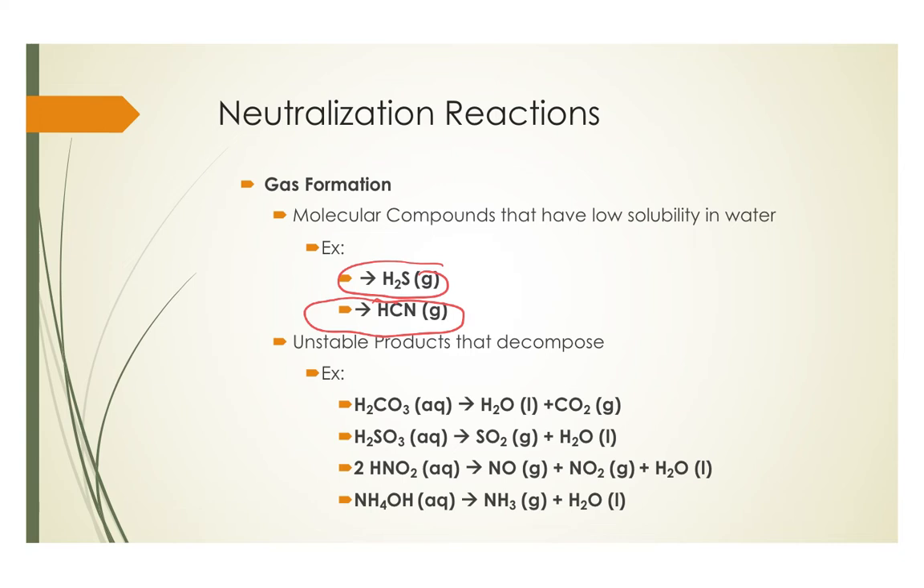Unstable products that decompose. If we get a product that is carbonic acid, sulfurous acid, or nitrous acid, any of those three things will actually break down further. Carbonic acid turns into water and carbon dioxide. Sulfurous acid turns into sulfur dioxide and water. And nitrous acid turns into nitrogen dioxide, nitrogen monoxide, and water. And the last one, ammonium hydroxide, NH4OH, will form ammonia gas and water.